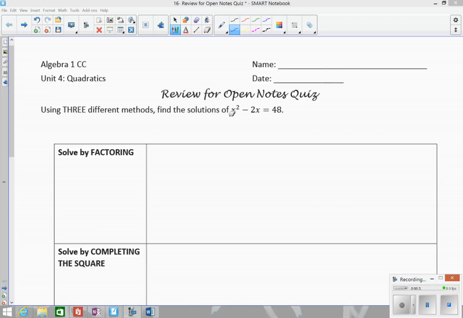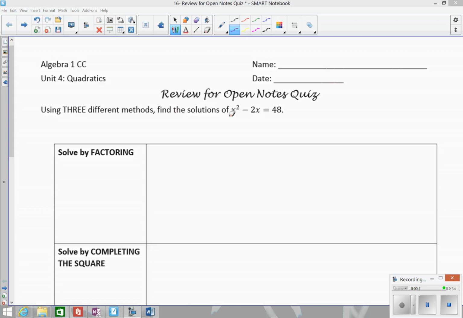When I solve this, I'm going to solve it by factoring, completing the square, and then quadratic formula. You guys will have one very similar to this on your quiz, and then you'll have 2 of them that are very similar to this. Keep in mind it's open notes, so you're going to want to take very good notes during this video so that you have great notes to use on your open notes quiz.